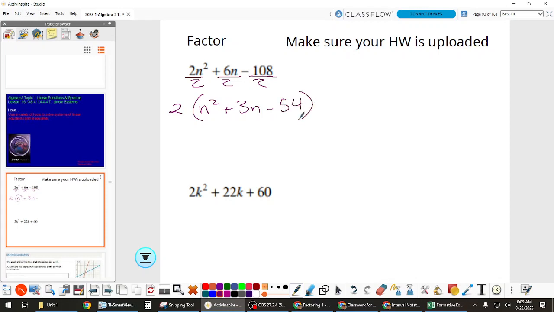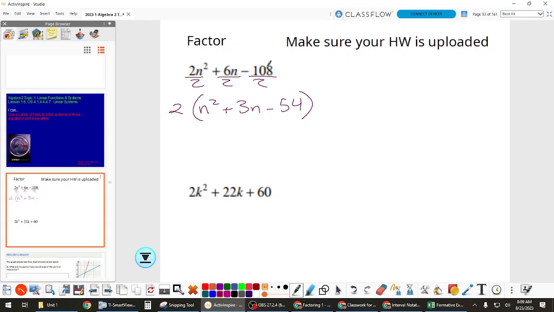So I call that kind of the leftovers, right? Whatever is not pulled out front is left inside. You cannot drop the 2, the common factor. Do not just pull it out and forget about it. Because remember, everything we do when we factor needs to be equivalent to the original expression. And if you took the 2 off, it's no longer equivalent.